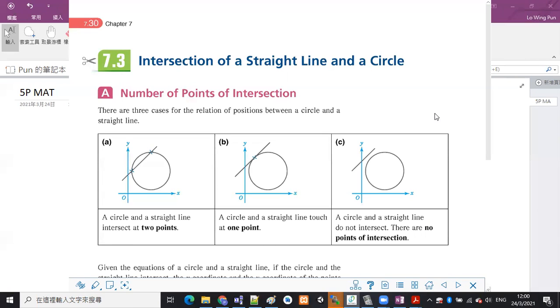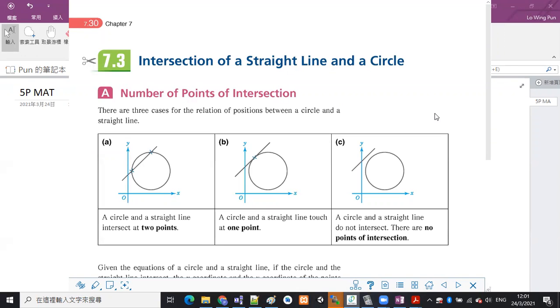What is meant by the relationship is the number of intersection points. As you can see, it's on page 7.30. There will be three different cases. The straight line and the circle can meet at two different points. This is case 1. And case 2, the straight line and circle can meet at only one point.